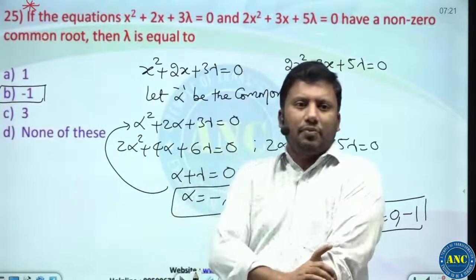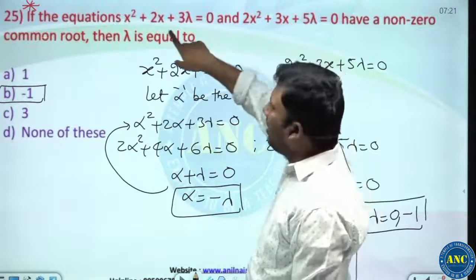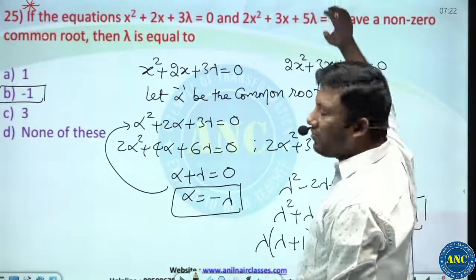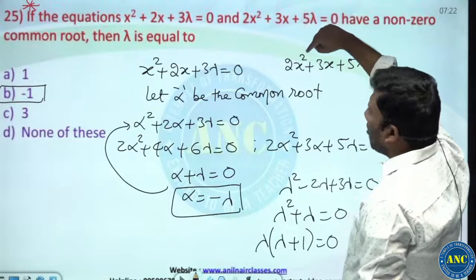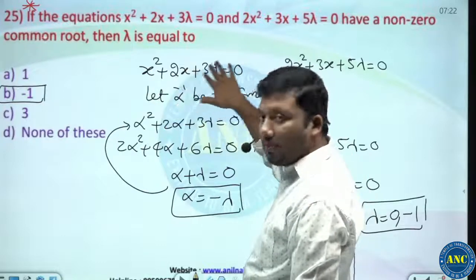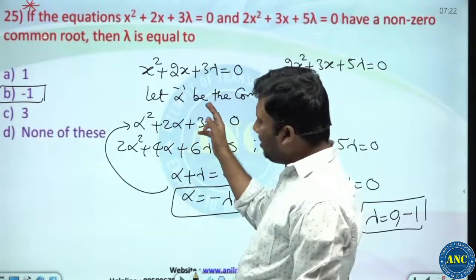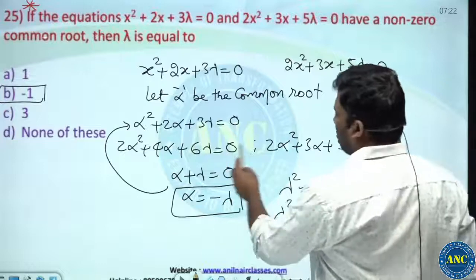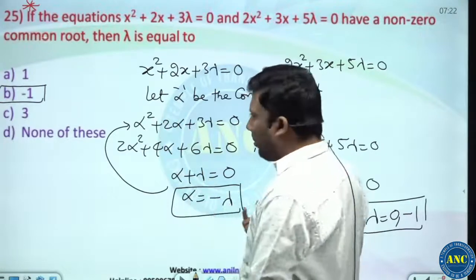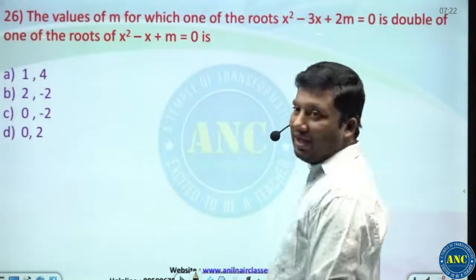Most of the questions we are discussing are at the exam level of CAT exam standard. x square plus 2x plus 3 lambda equivalent to 0 and 2x square plus 3x plus 5 lambda equivalent to 0. Alpha is the common root, so it will satisfy the equation. Just to eliminate x square, multiply the first equation by 2. Substituting and eliminating, I got alpha equivalent to minus lambda. Substitute in the equation and you will get lambda value 0 or minus 1. So the answer for this question is minus 1. I hope the idea is clear.